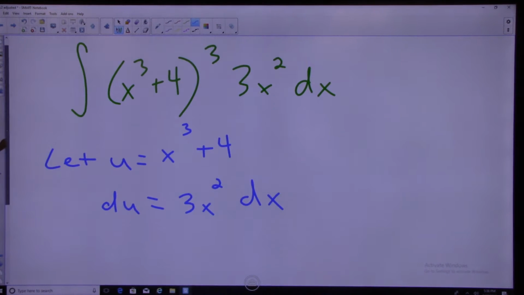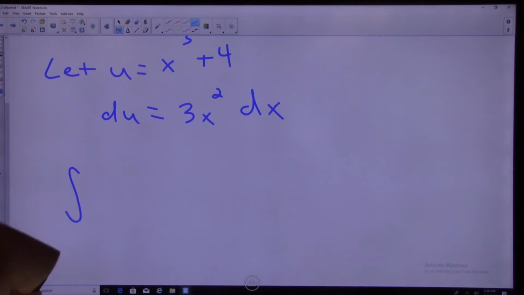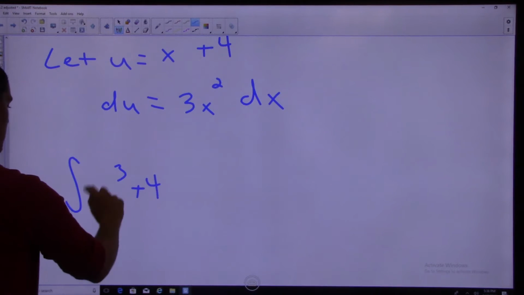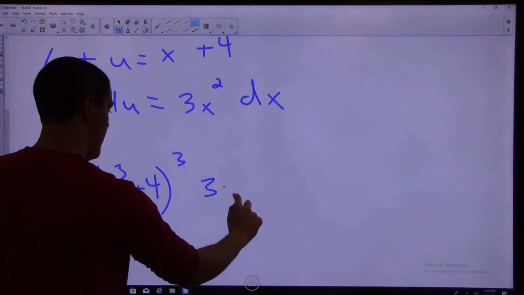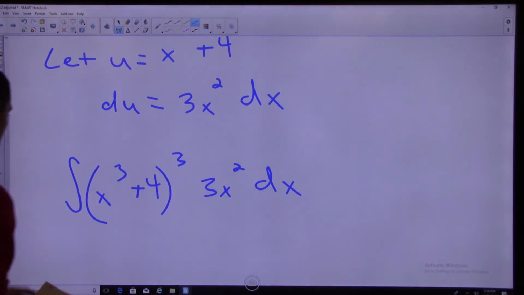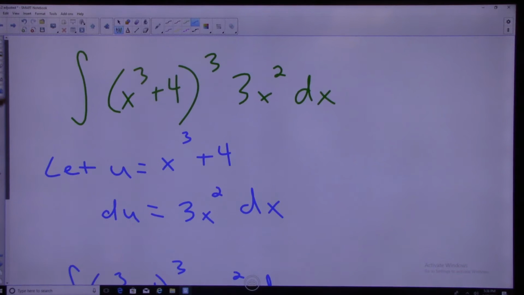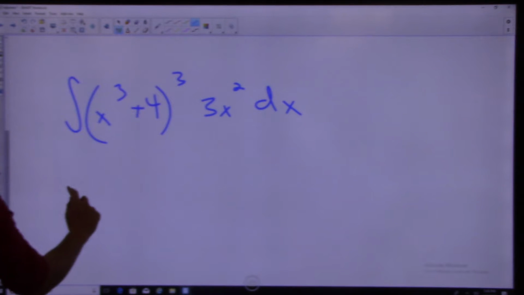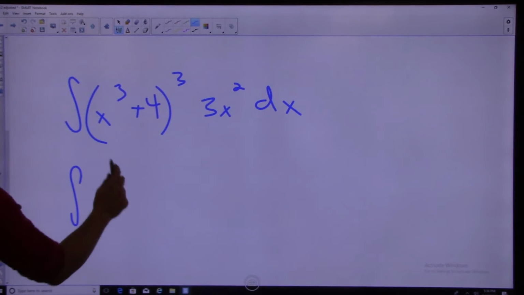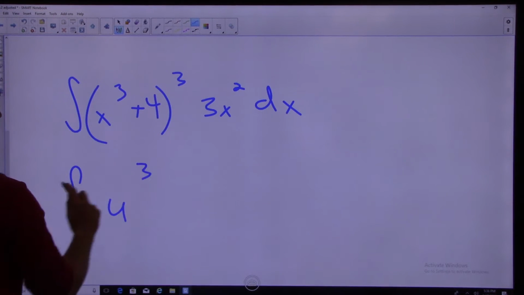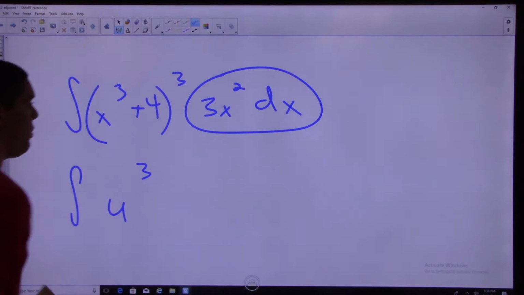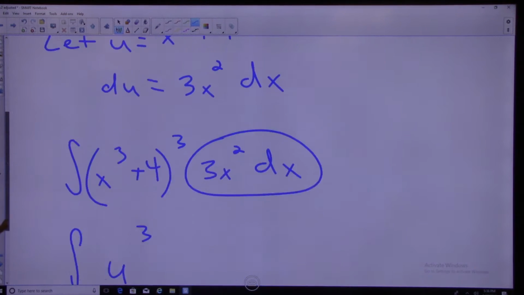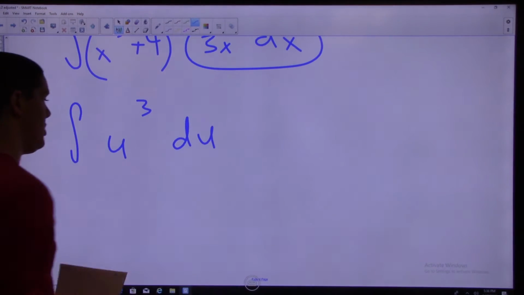Okay, to run through this real quick, let me rewrite the original equation. It's going to be x cubed plus 4, cubed, times 3x squared and then dx. What we can do from here is substitute what u is. Well, we know u is what we let inside here, x cubed plus 4, so it's going to be u cubed. But this whole thing right here is going to be what? It's du. So really we've got u cubed du, and we just have to work from there.